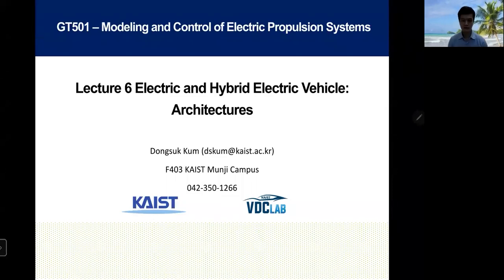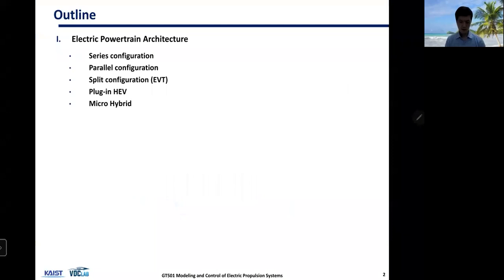Hello, class. This is GT 501, lecture 6, electric and hybrid electric vehicle architectures. Today, we're going to start talking about electric propulsion systems, and we're going to start with an overview on architectures first. The outline is listed as follows. We're going to start with series configuration, parallel configuration, split configuration, plug-in HEV, micro hybrid.